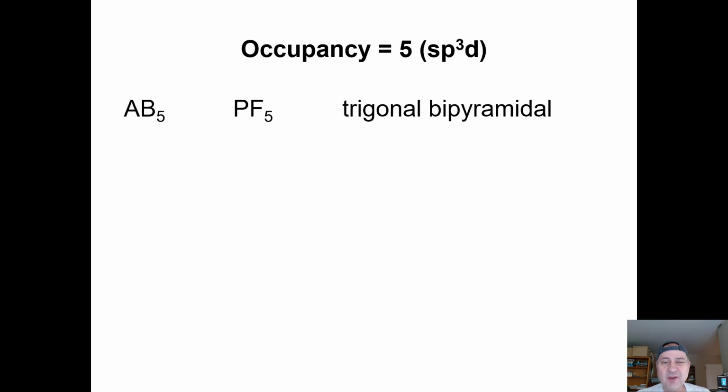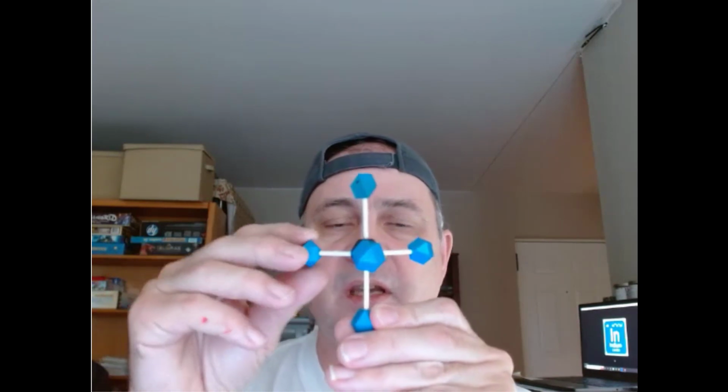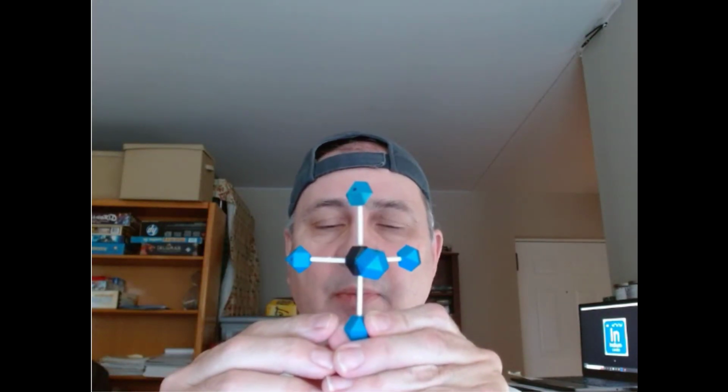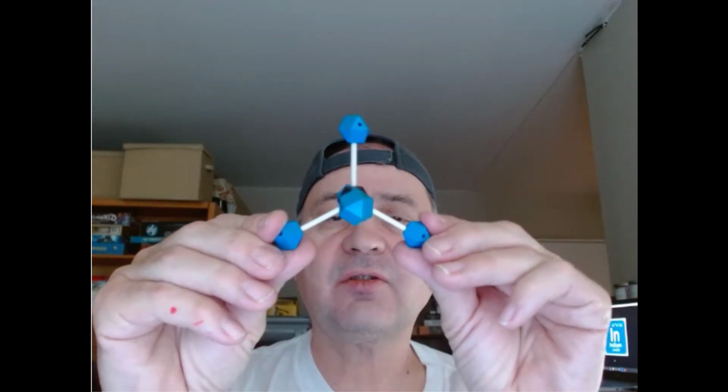All right, occupancy 5, it's the most complex. It's a trigonal bipyramid. So now we have actually 2 different bond angles. All right, so here I have a trigonal bipyramid. So we have a triangle in the center, right? So this would be like trigonal planar, but we're capping the top and the bottom. So here we're looking at the 120-degree angles between the 3 in the center. So let's put some vocabulary on there, right?